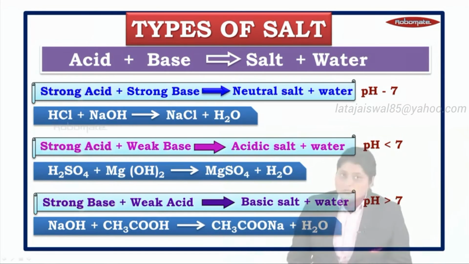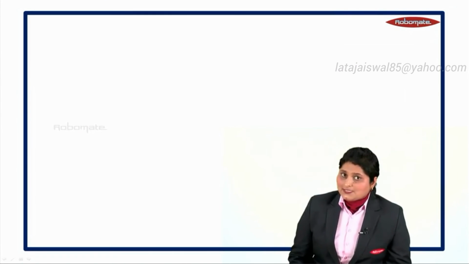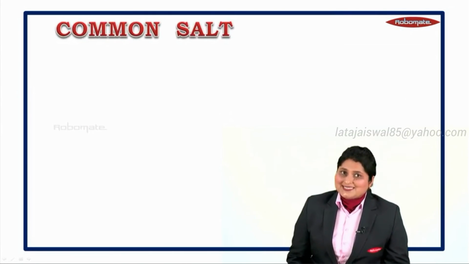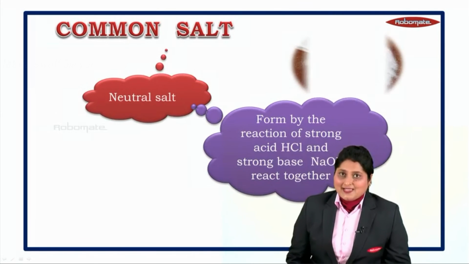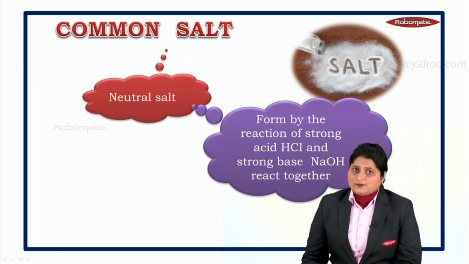So, we have 3 types of salt, students. We have neutral salt, we have acidic salt, and we have basic salt. Let's learn one by one about these salts. And the very first thing we are going to discuss is common salt, that is sodium chloride, which is also called neutral salt. Now, how is this formed?